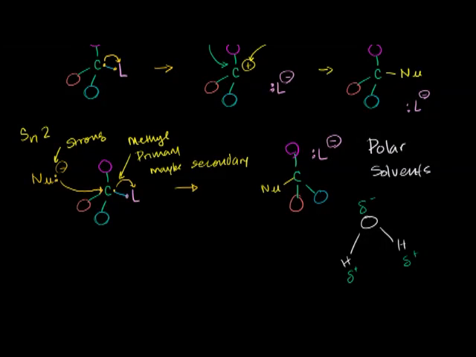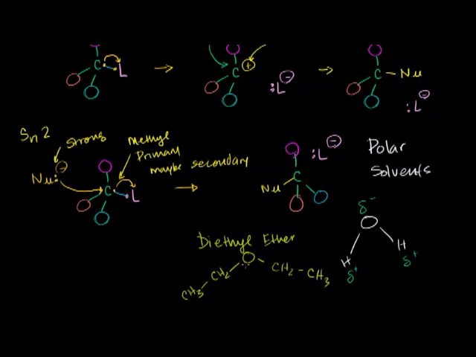is something like diethyl ether. So diethyl ether would look like this: CH3, CH2, O, CH2, CH3. And I know we haven't named ethers yet. This is diethyl ether.